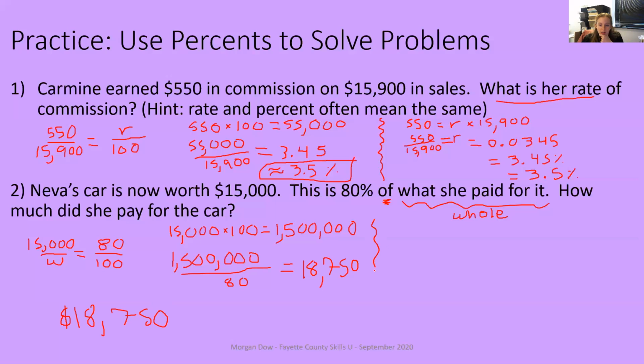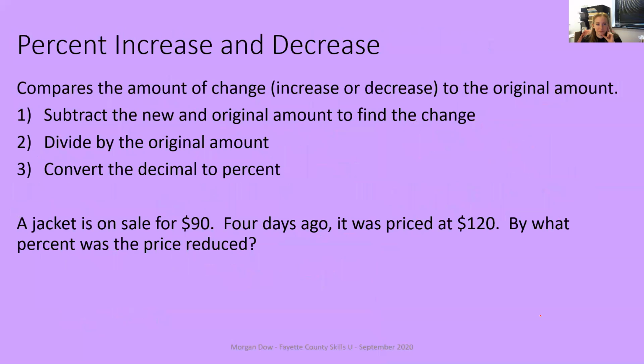Now I will set up the formula here, and I will challenge you to try solving this problem using the formula and see if you can arrive at the same answer. So the part is 80% of the whole. So there's the formula all set up. See if you can do the calculation that you need to do to arrive at the same answer of 18,750.